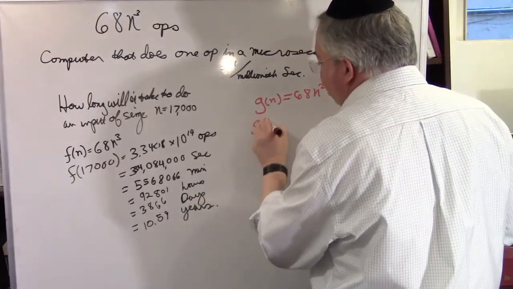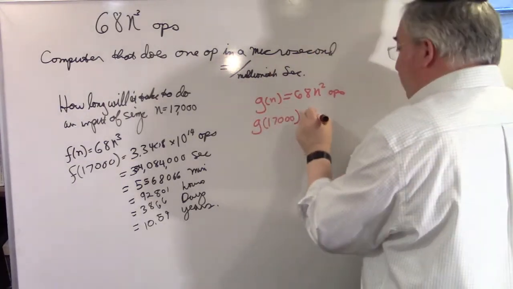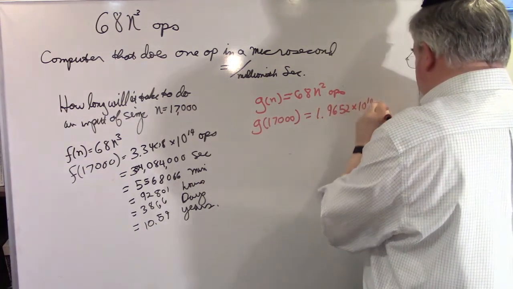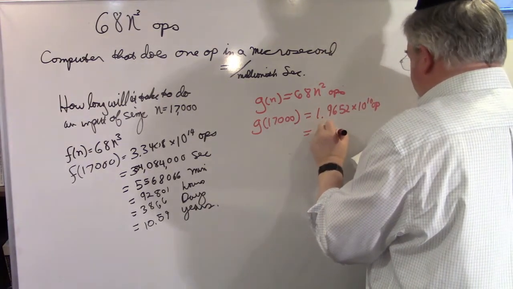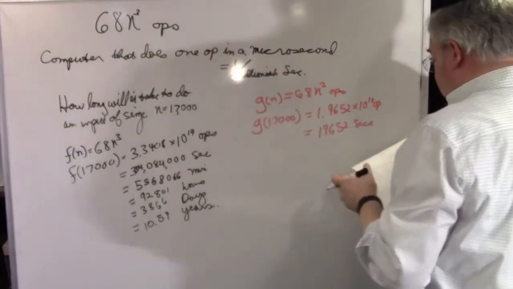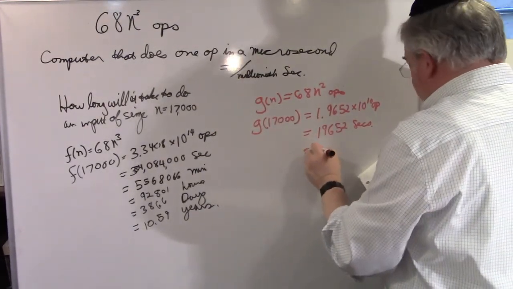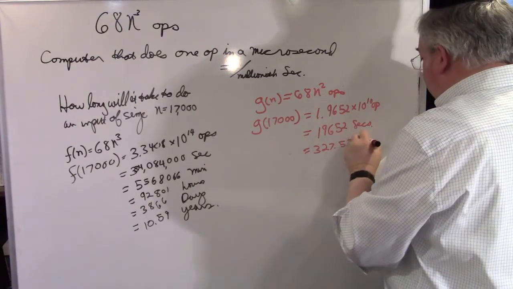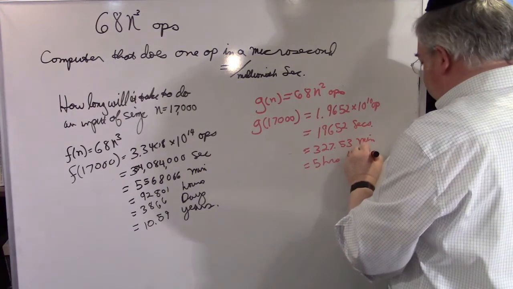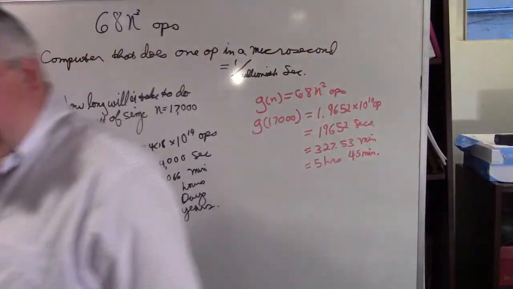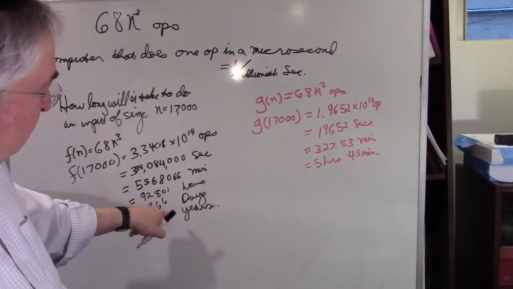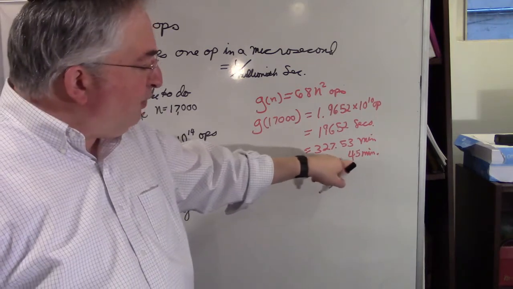So let's do it. g of 1700, same size, on the same computer, is equal to 1.9652 times 10 to the 10 operations, which is equal to 19,652 seconds, dividing by a million, because you can do a million operations in a second. Which is equal to 327.53 minutes, which is equal to 5 hours and 45 minutes. So you're going to do the same job, but instead of doing it in 10.59 years, you're going to do it in 5 hours and 45 minutes.